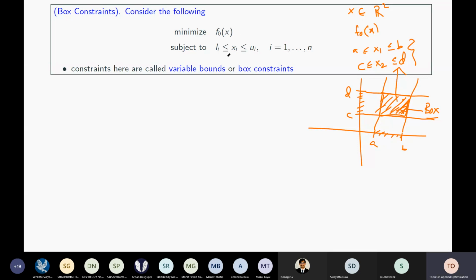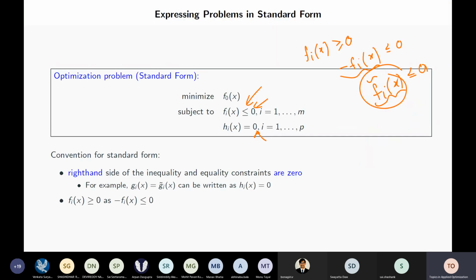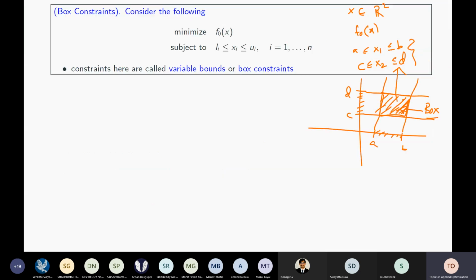So what will I do? Because what I have claimed before is that I can put things in standard form. So in this case, what should I do to put this thing in standard form? I have to think about this. What do you suggest? How can I write this in standard form?